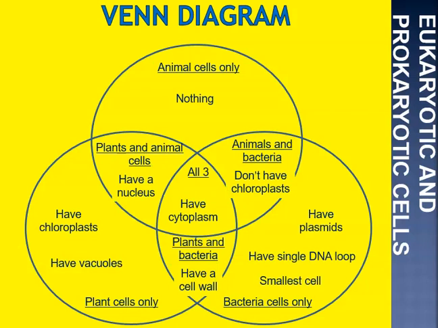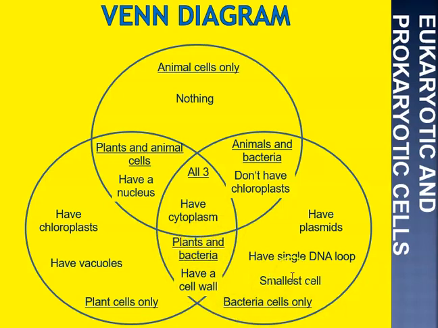Okay, so here is the finished article. Okay, so we've got animal cells. There is nothing that only animal cells have. Plant and animal cells have a nucleus. All three have a cytoplasm. Animals and bacteria don't have chloroplasts. And then you've got plants and bacteria have a cell wall.